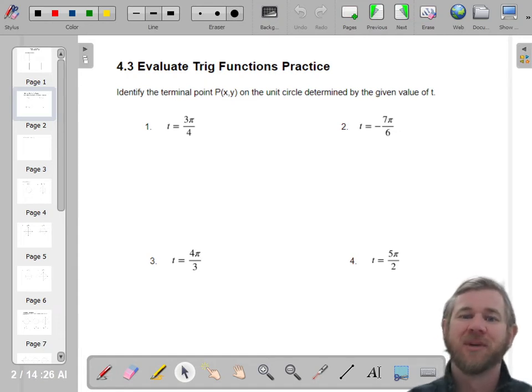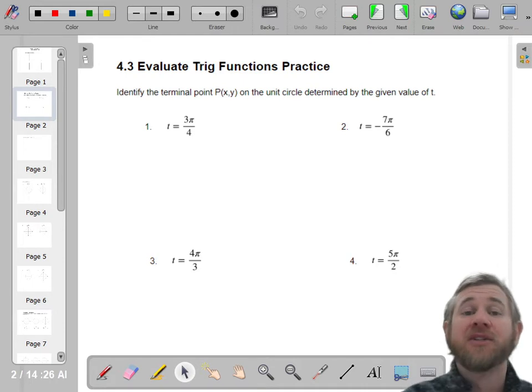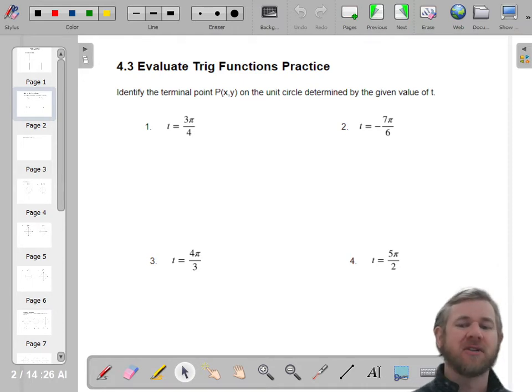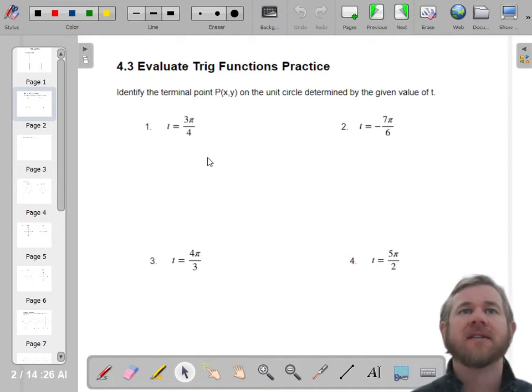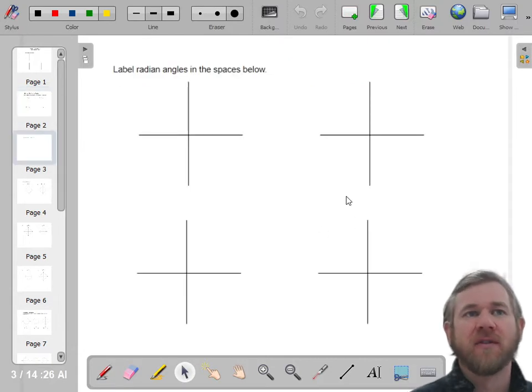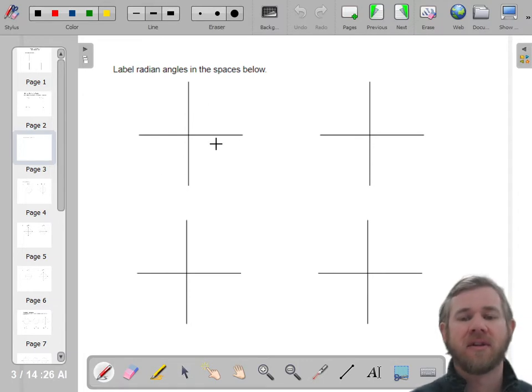Hello, ladies and gentlemen. We're going to keep rolling with radians. First thing, we're going to identify terminal points. But I want to make sure that we review all of the different radian values before I do that. So, let's just make sure we did what we did the other day. Let's label all the different reference angles.